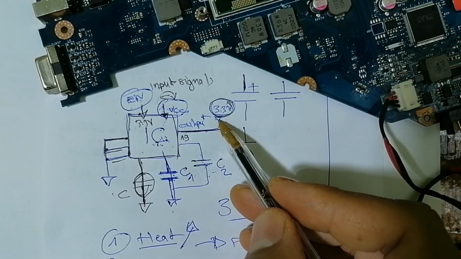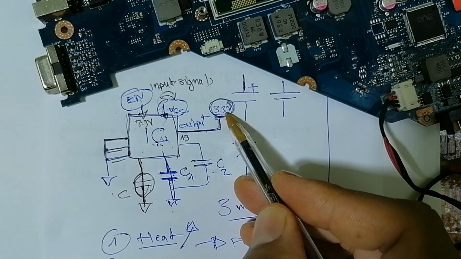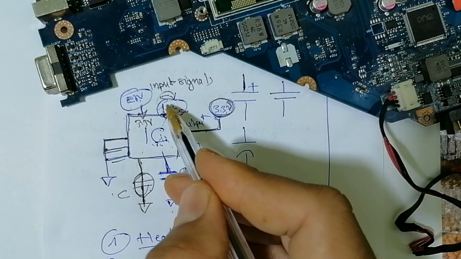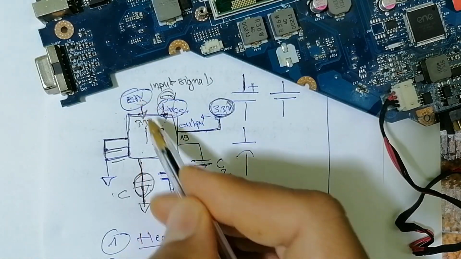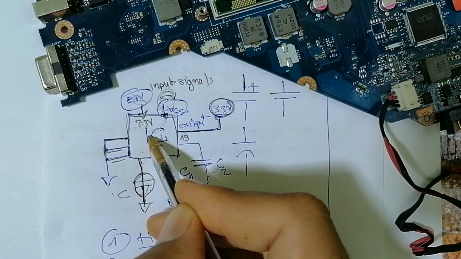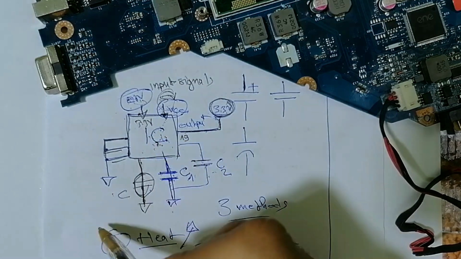So if you didn't find the 3.3 volt, it doesn't mean 100% that the IC is bad. No, you should first check the inputs. If inputs are good, then 100% the IC is bad.